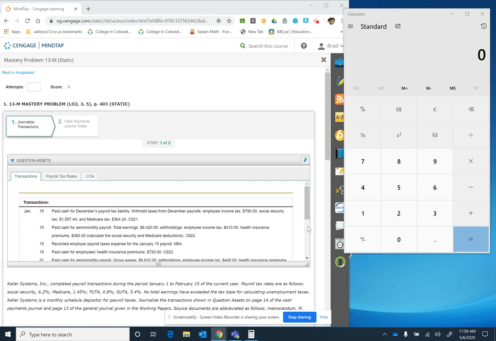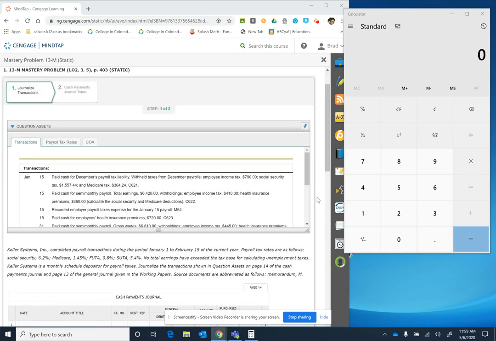These are instructions for Chapter 13 Mastery Problem. You've been assigned to do the Chapter 13 random problem. I'm showing you the static problem, so this should be helpful because it should give you some questions that are relatable to the ones that you're seeing with the random. Our job for this one here is to take care of the payroll transactions for the month of January and February for this company, Keller Systems.